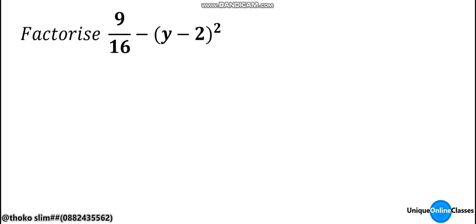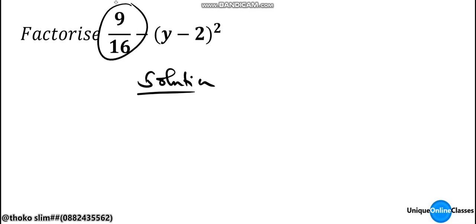This one was asked on the WhatsApp group, and I'm going to factorize 9 over 16 minus open bracket y minus 2 close bracket squared. So the solution of this one: you can pause the video and solve this one using the method. You can pause the video please.